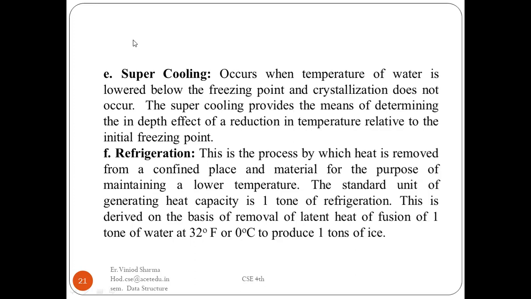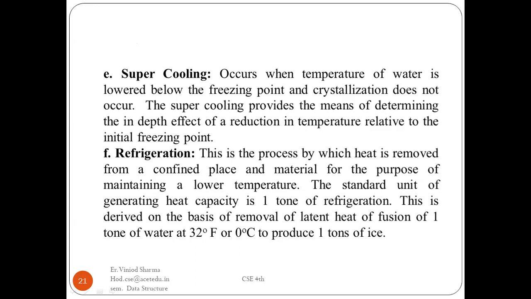Next is refrigeration. This is a process by which heat is removed from a confined place and material for the purpose of maintaining a lower temperature. So refrigeration is a process used to remove heat from a confined place and material for the purpose of maintaining a lower temperature. The standard unit of heat removal capacity is 1 ton of refrigeration. This is derived on the basis of removal of the latent heat of fusion of 1 ton of water at 32 degrees Fahrenheit or 0 degrees Celsius to produce 1 ton of ice. So this is all about refrigeration.